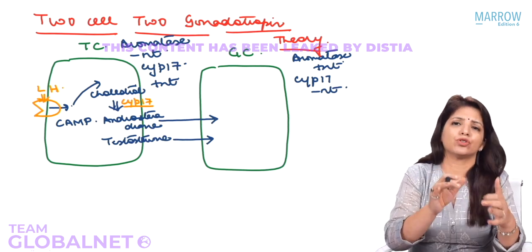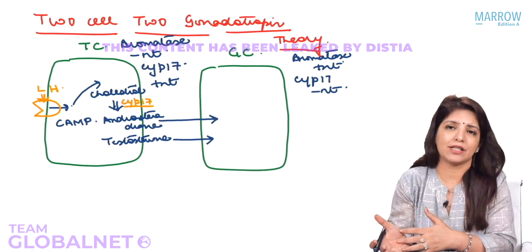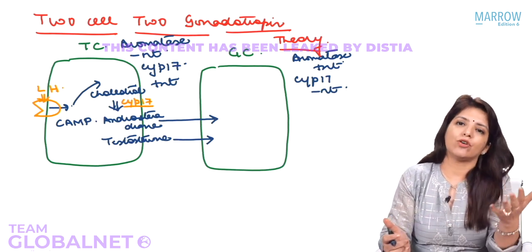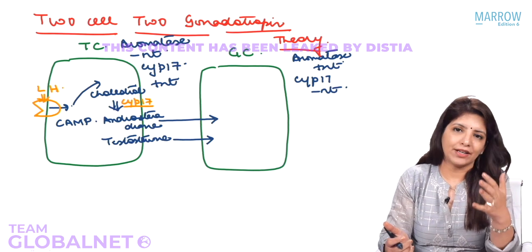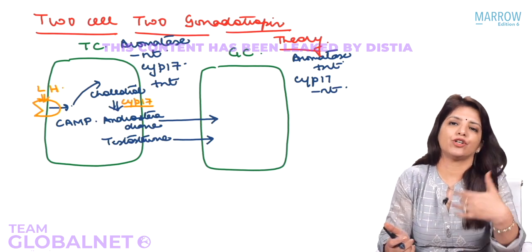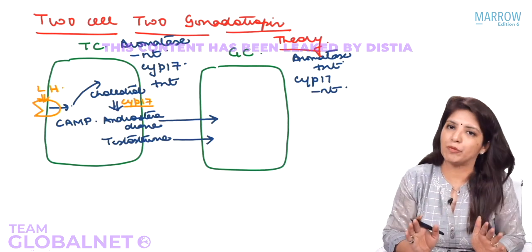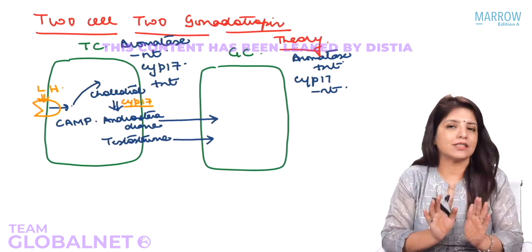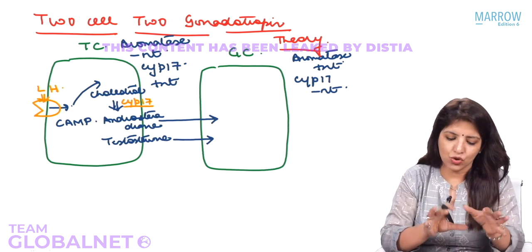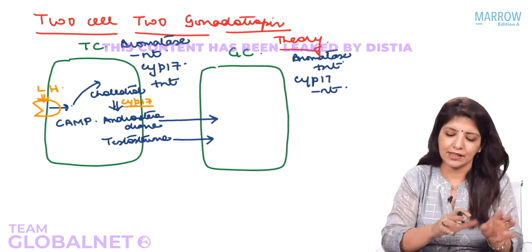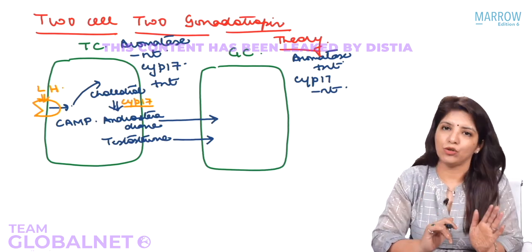It is not that cholesterol directly becomes androstenedione and testosterone. Initially, cholesterol will get converted into pregnenolone and then into the other products, and finally androstenedione and testosterone will be produced. Right? Now, this androstenedione and testosterone which are produced in the theca cells will go into the granulosa cells.